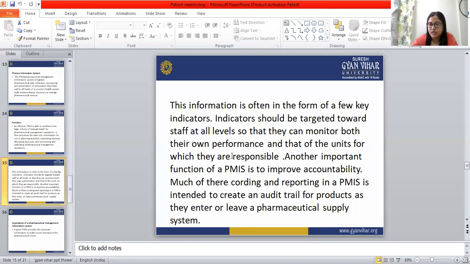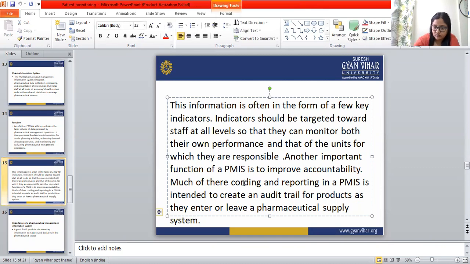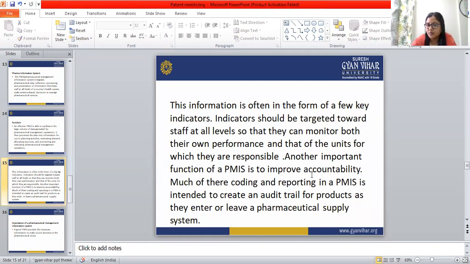Another important function of a pharmaceutical management information system is to improve accountability. Much of the coding and reporting in PMIS is intended to create an audit trail for products as they enter or leave a pharmaceutical supply system.